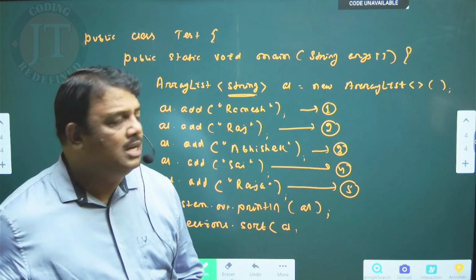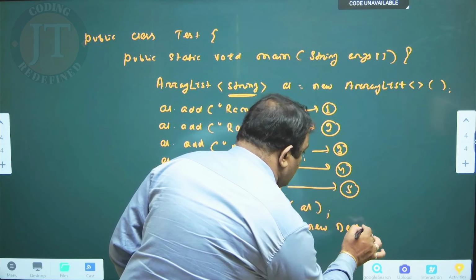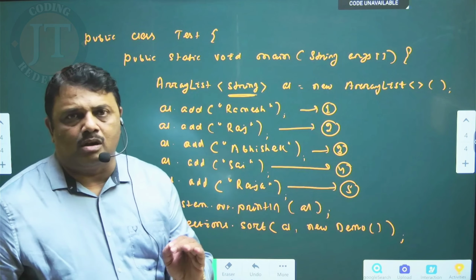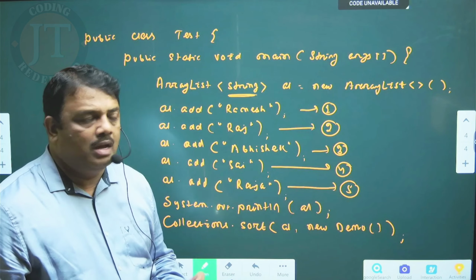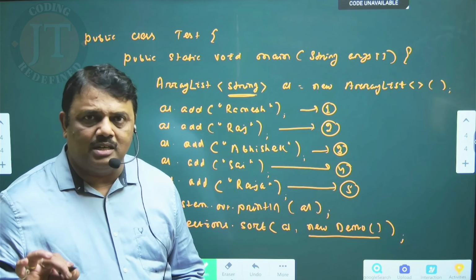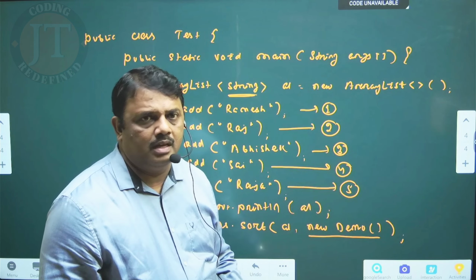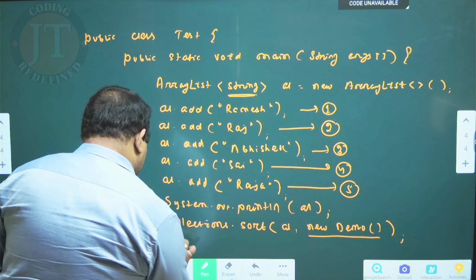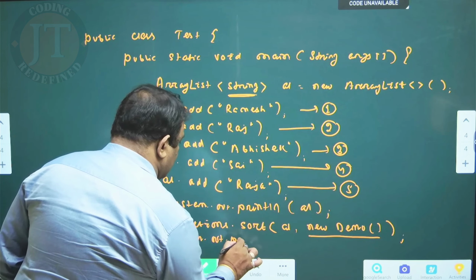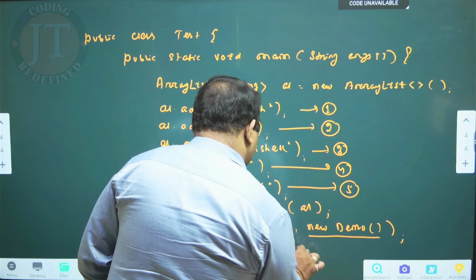How is it possible? I write here new Demo. You know that the Demo class inherits from the Comparator interface. In the Comparator interface I write the logic so that as per the size of the elements they are visible. After that I write another System.out.println and pass AL.